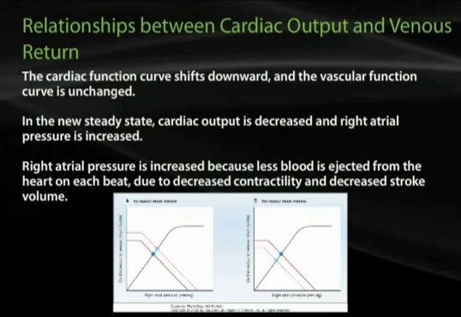The right atrial pressure is increased because less blood is ejected from the heart on each beat, due to decreased contractility and decreased stroke volume. This causes blood to back up to the right side of the heart, just like traffic. The right atrial pressure would then increase because the blood is not moving as quickly through the heart.